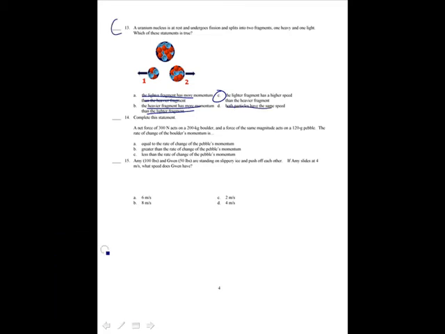And D. Alright, a net force of 300 newtons acts on a 200 kilogram boulder and a force of the same magnitude on a much smaller pebble. Complete the statement: the rate of the change of the boulder's momentum. First of all, the rate of the change of the momentum is delta P over delta T, and we know that this is equal to the force. So, if the pebble and the boulder have the same force, they also have the same rate of change in momentum, regardless of their mass. So the answer here is A.